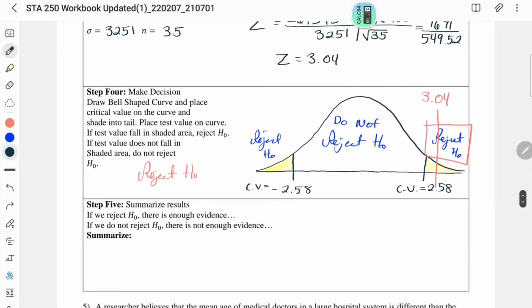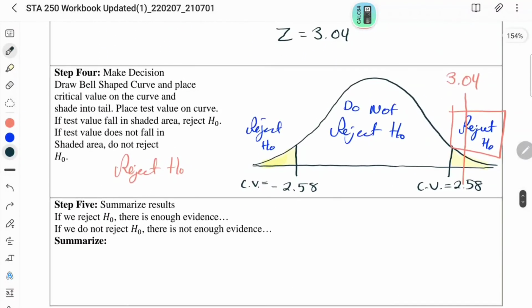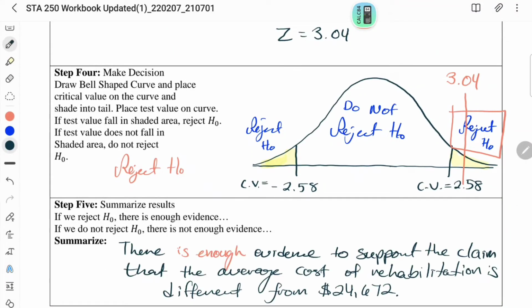So remember, if we reject the null hypothesis, there is enough evidence to support the claim. There is enough evidence to support the claim that the average cost of stroke rehabilitation is different from $24,672. And that is it. That is our 5 steps of hypothesis testing.